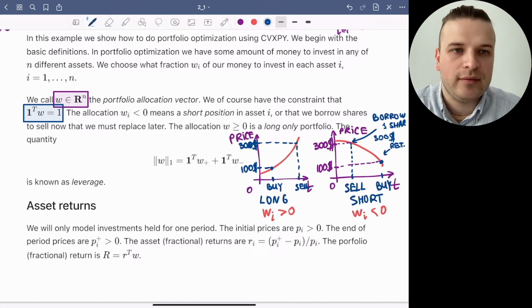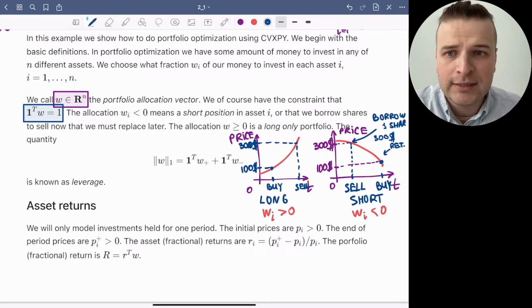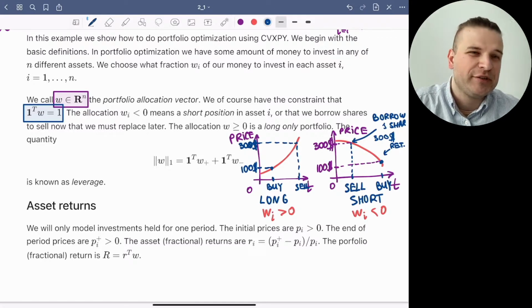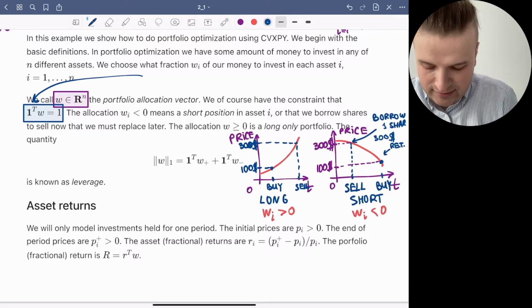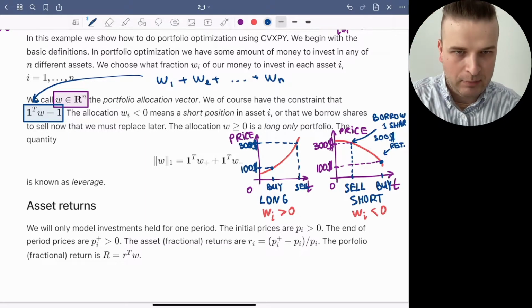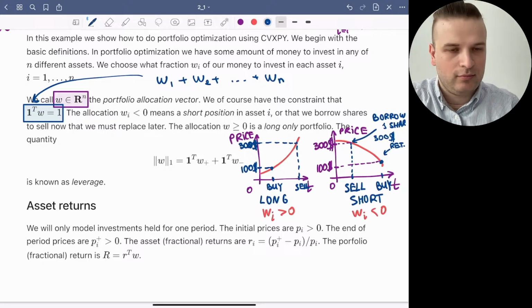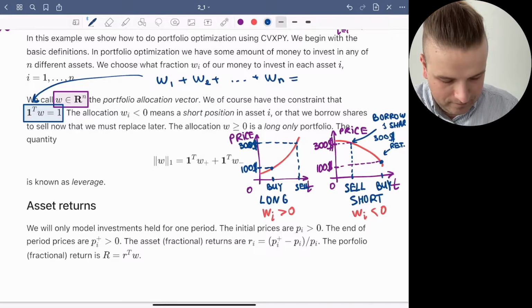And when your portfolio is long only, which means that you do not borrow any shares from the broker, it's pretty reasonable to have this requirement, because it literally means that all your investments sum to 1, because they all are a part of your big cache with the money.